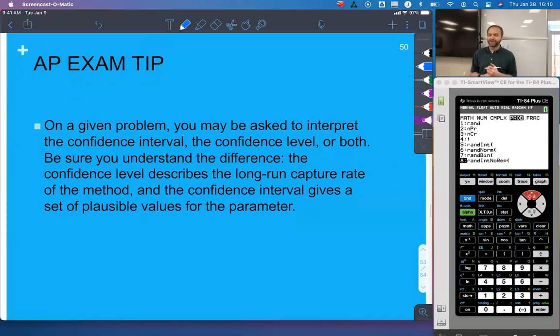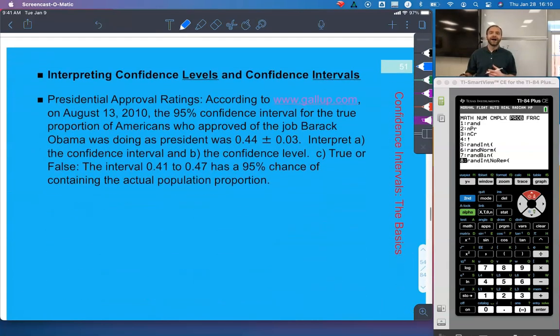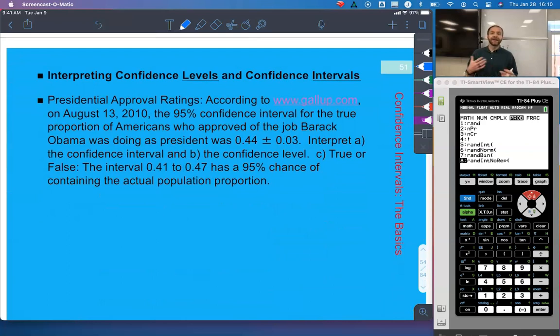So a little bit of exam tip, you may be asked to interpret the confidence interval, the confidence level, or both. So you have to understand the difference between them. If you look at this, we have examples of this. According to a Gallup poll in 2010, the 95% confidence interval for the true proportion of Americans who approved the job President Barack Obama was doing was 0.44 plus or minus 0.03, and we can go through and figure out these.